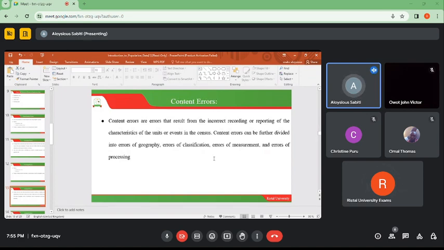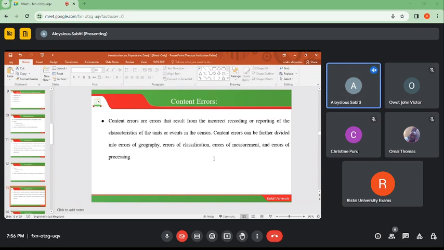And when we're talking about content errors, we mean errors that result from the incorrect recording or reporting of the characteristics of the units or events in the census. Content errors can be further divided into errors of geography, errors of classification, errors of measurement, and errors of processing.